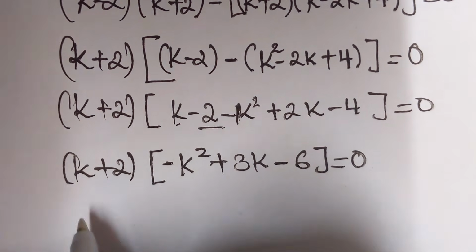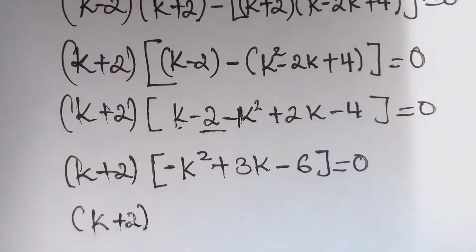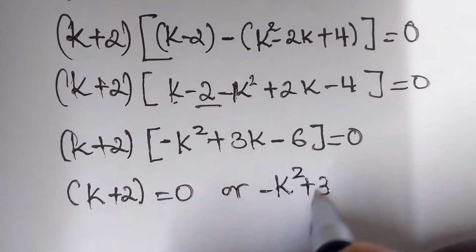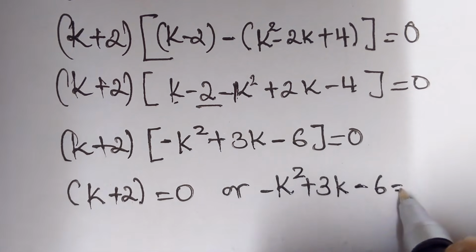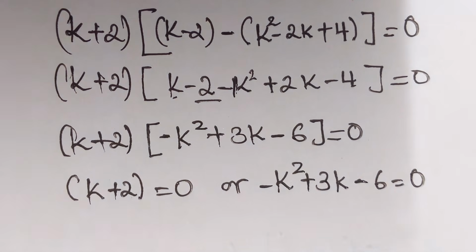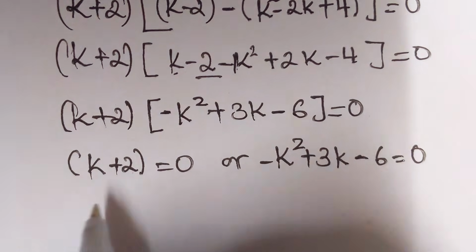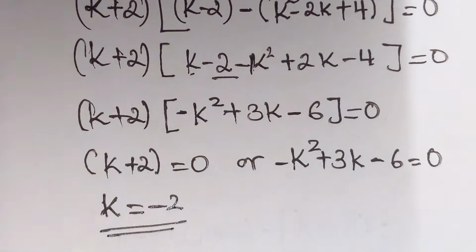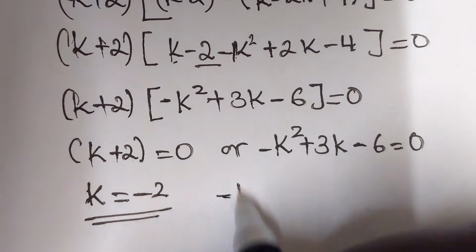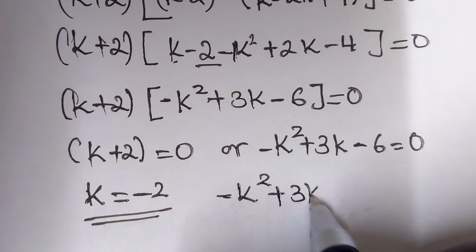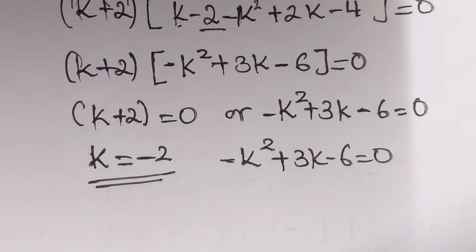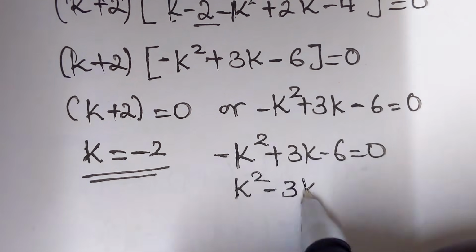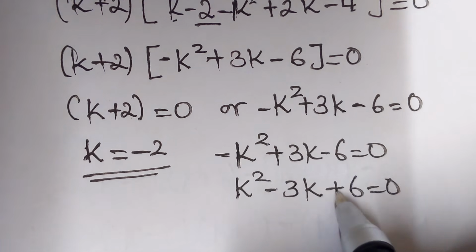Then this is what we have right here. We write k plus 2 equals 0, or negative k squared plus 3k minus 6 equals 0. Alright, this is what we have, and we say k equals negative 2 as one solution, or negative k squared plus 3k minus 6 equals 0. Here we can multiply by negative on both sides to get k squared minus 3k plus 6 equals 0.